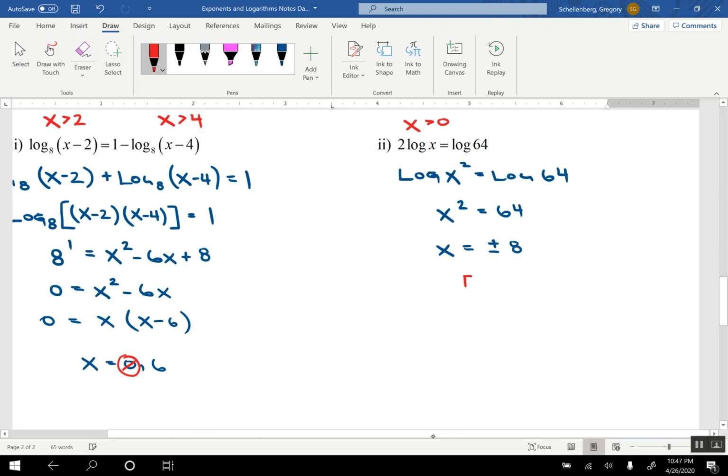I'll just write that in. Reject negative 8, so our solution would just be the positive 8.